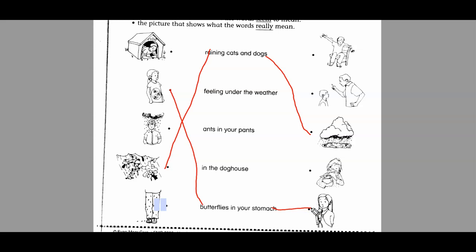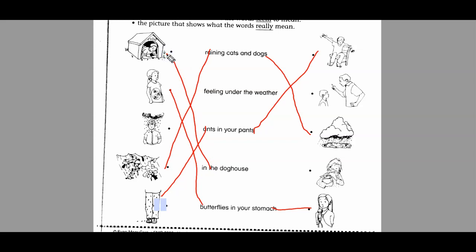Okay. Ants in your pants. Obviously, it's probably this one right here. And where would I draw the line to? On the right. If you have ants in your pants, it really means you can't sit still, huh? It's like this little kid moving. And then in the doghouse goes right there.